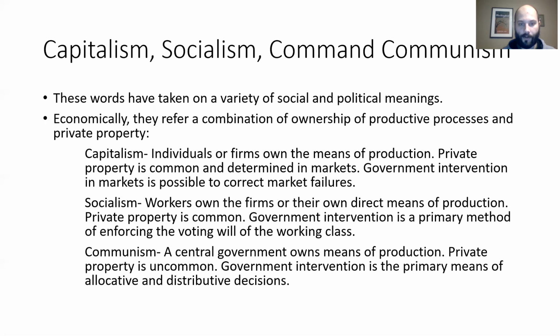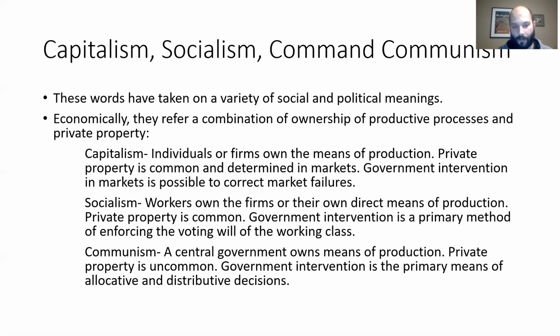And finally, we're going to end with some quick definitions, economically, of what these three terms mean. And it might differ somewhat from what these terms mean culturally or socially, but capitalism we think of as individuals or firms, usually firms, owning the means of production. Sometimes individuals own firms. Private property is common, and the ownership is determined in markets. Government intervention in markets is possible to correct market failures.